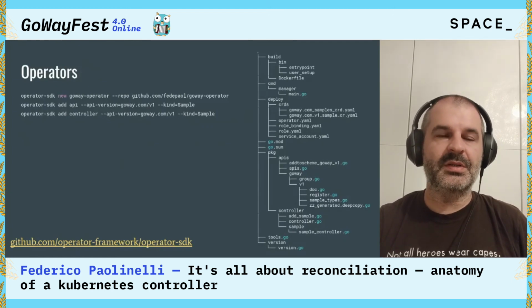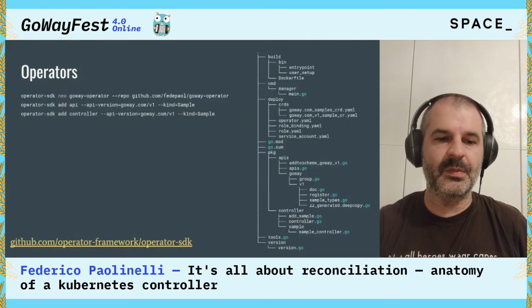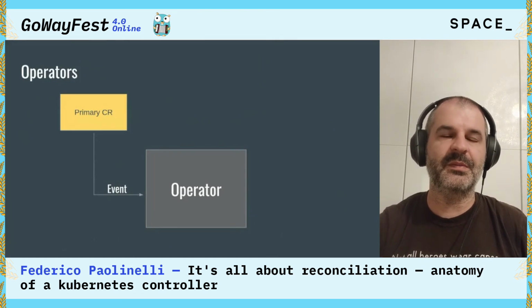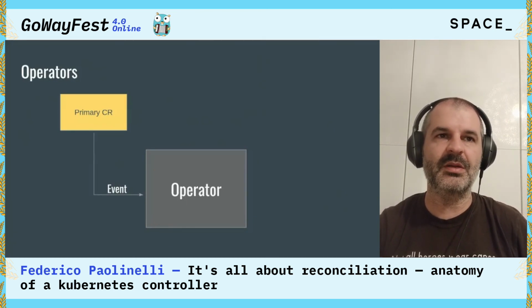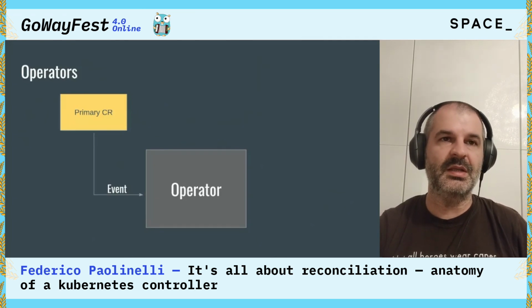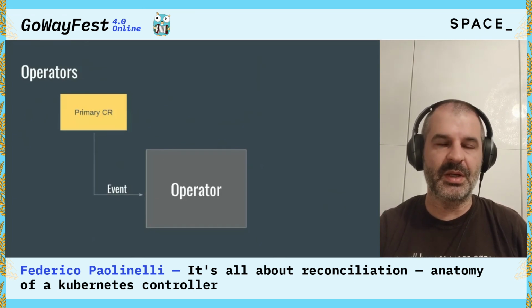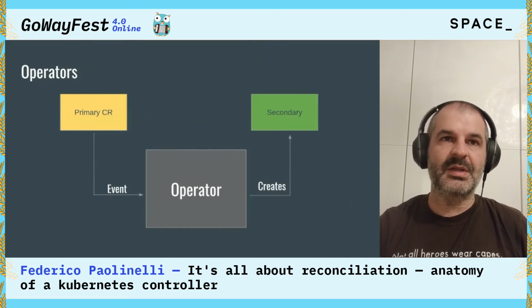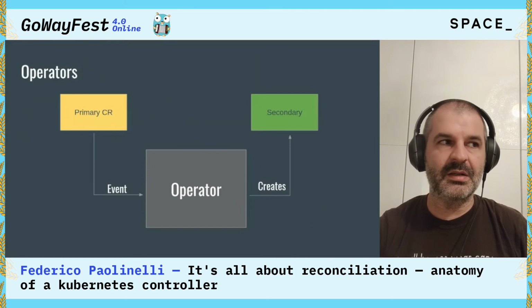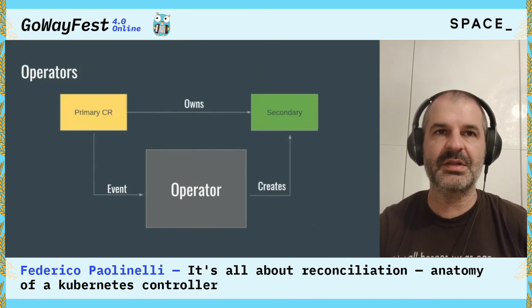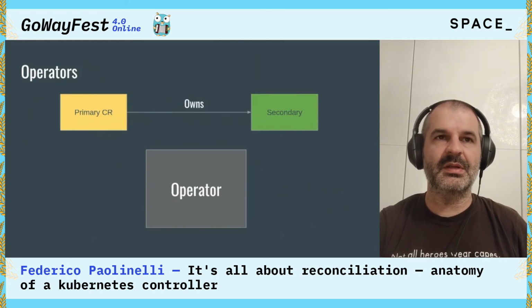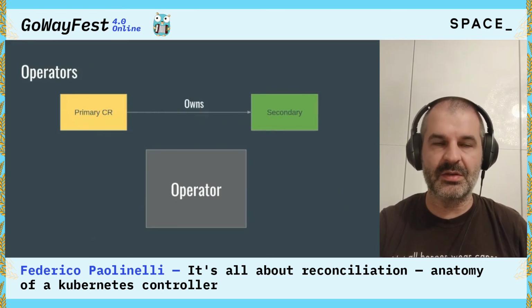Also, the way operators work is slightly different from how controllers work. Operators rely on the concept of a primary CR, which is written by the user. Then the event is read by the operator. The operator then creates a secondary CR, and it also establishes an ownership relationship between the primary CR and the secondary CR. This allows the cluster to garbage collect the secondary one whenever the primary one is deleted.